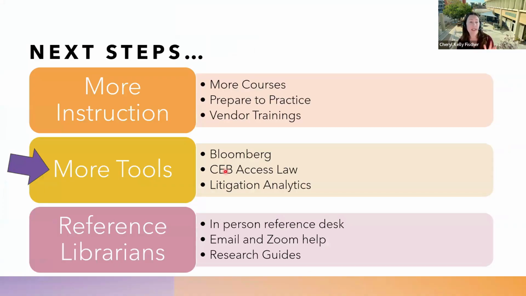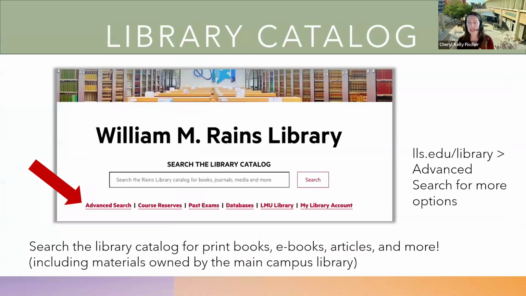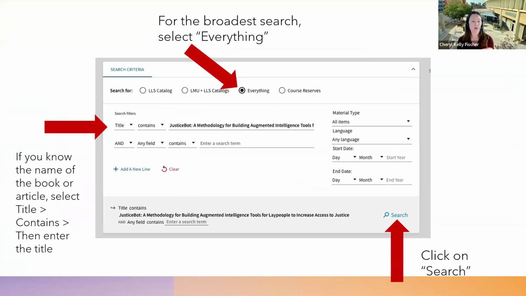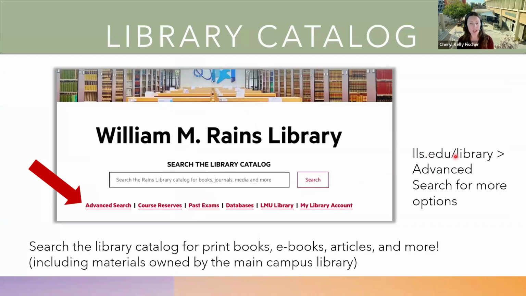And on to the next step, some more tools. Okay, quickly, before we get into that list, I do want to highlight our library catalog as it's an often overlooked tool. So you can access our library catalog from our library homepage. We have an advanced search button for some more options.